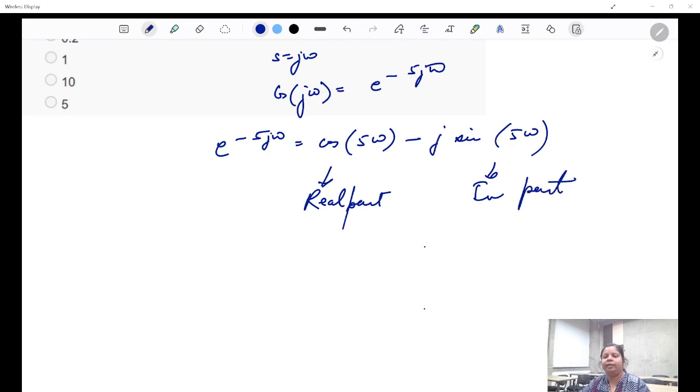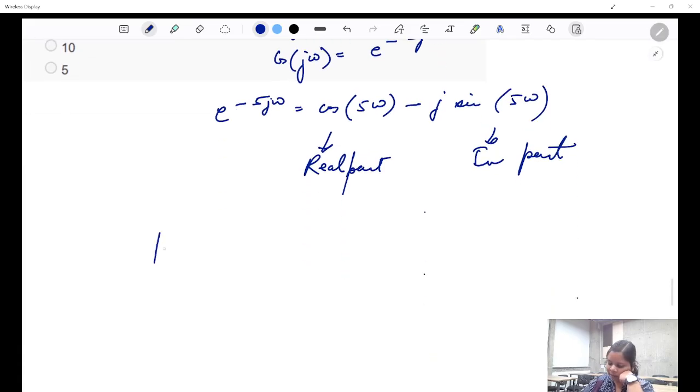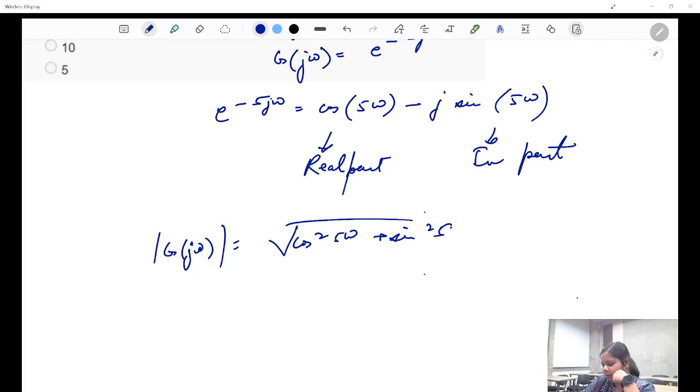Now we need to recognize what is the locus of this circle. As omega varies from 0 to infinity, we need to check how this vector rotates. Since we are already seeing the trigonometric form, we should have in mind that the magnitude of G(j omega) is going to be the square root of cos square 5 omega plus sine square 5 omega, which is going to be 1. So it lies on a unit circle.